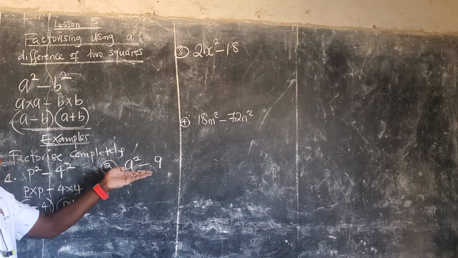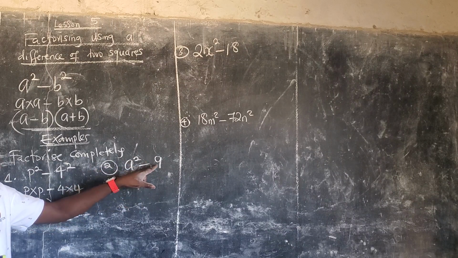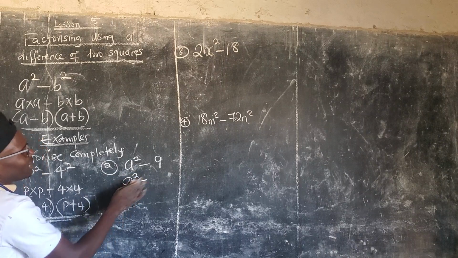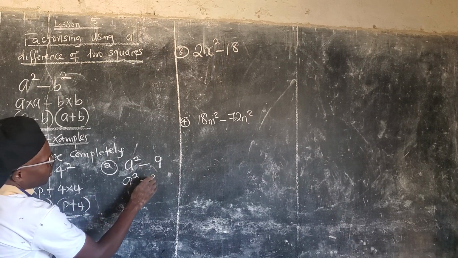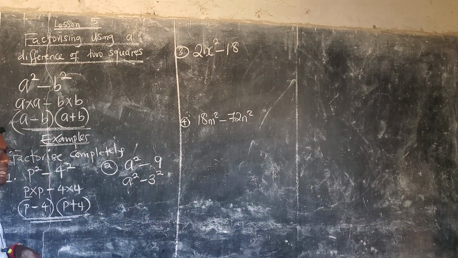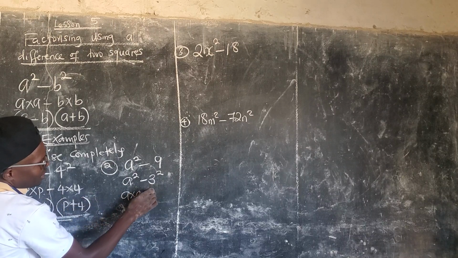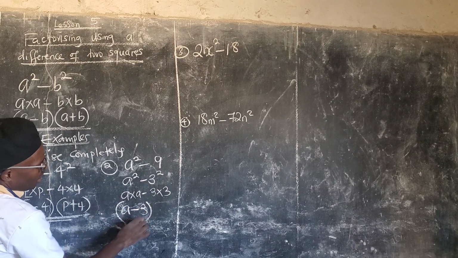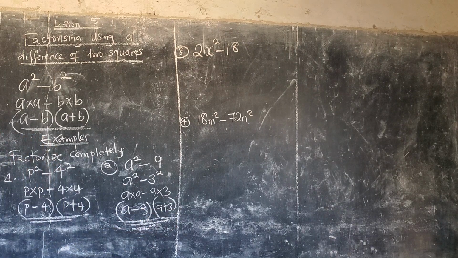When it comes to this one here, one number is not squared. What do we do? You are going to find the number that you can square to give you 9. So it will be a squared minus, what number can I square to give me 9? The number that I can square to give me 9 is 3. So in short it is 3 squared. After squaring that one, simple, then we can proceed: a times a minus 3 times 3, which is a minus 3 and also a plus 3 as our answer. That means that we have factorized there.